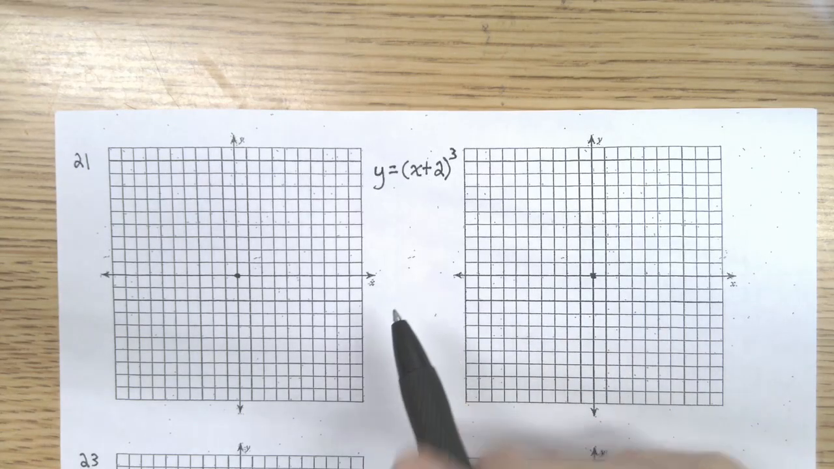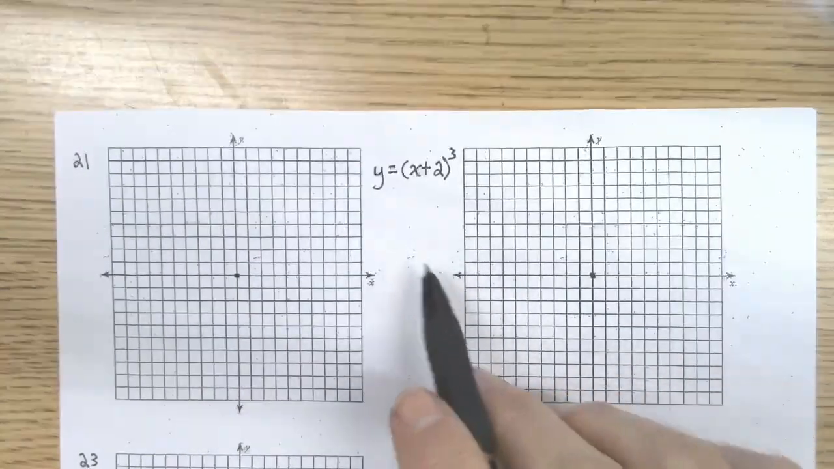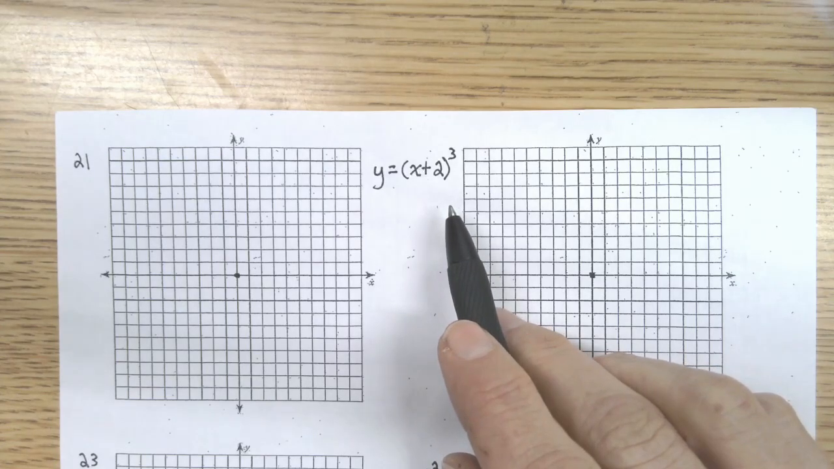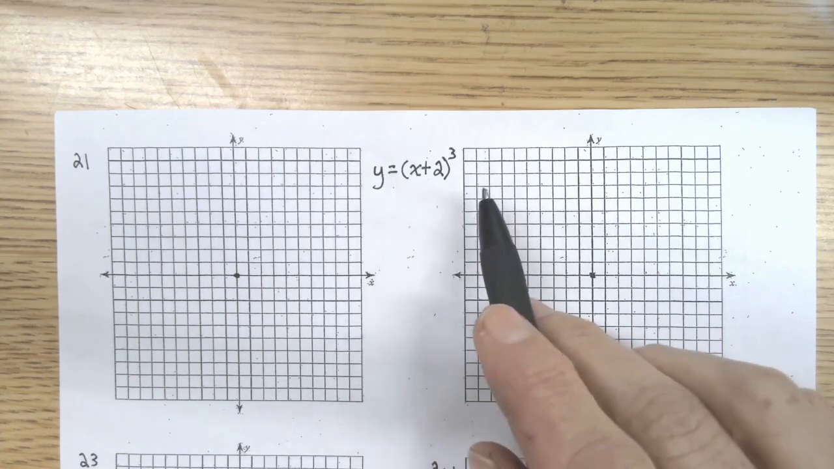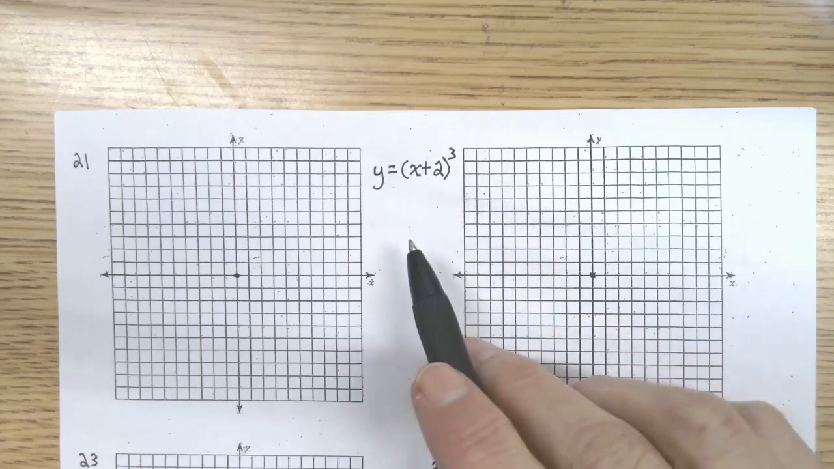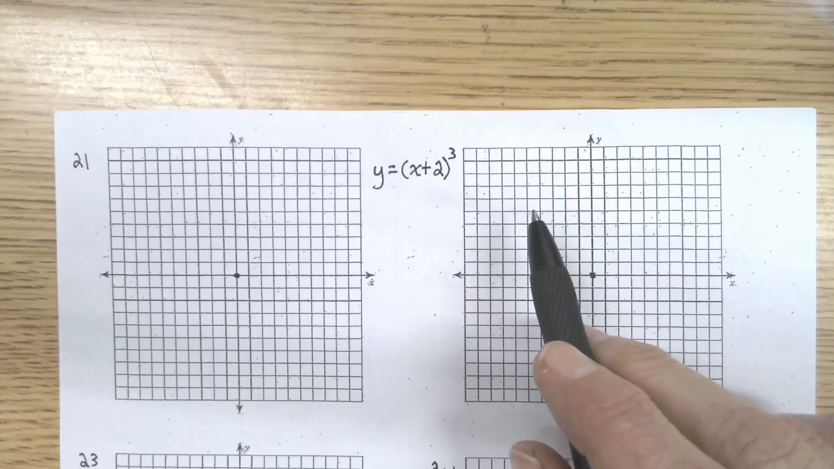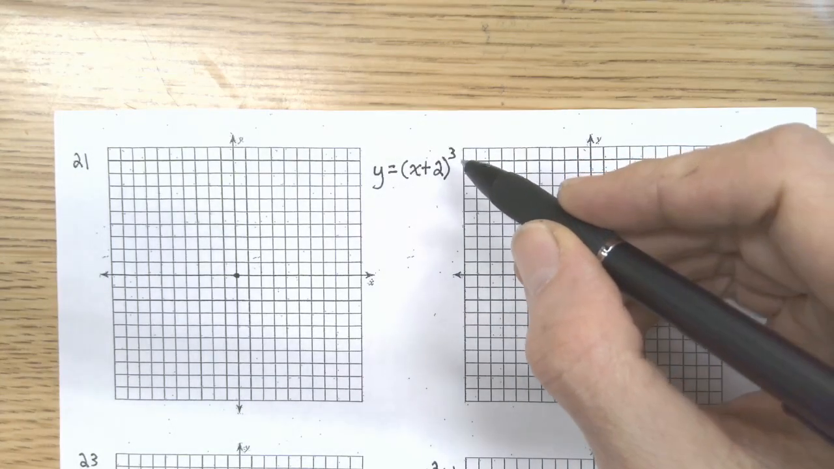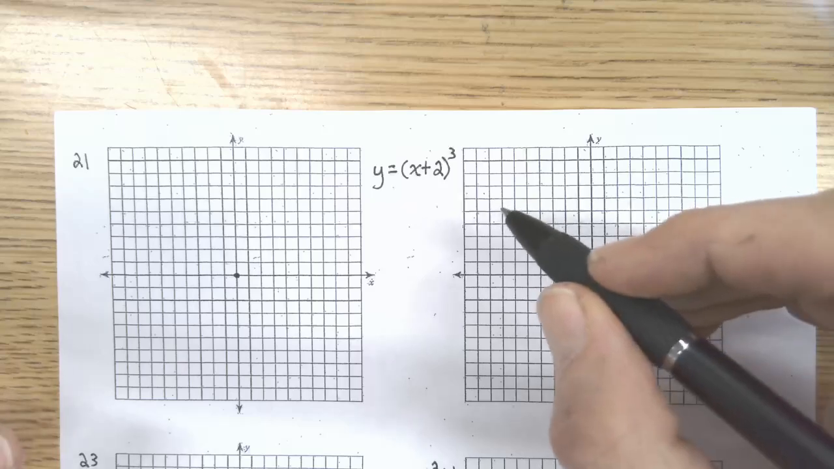Graphing a cubic function, number 21, we've got y equals (x plus 2) to the third power. We're asked to state the coordinates of the vertex or point of inflection and then make a table and then draw the graph.